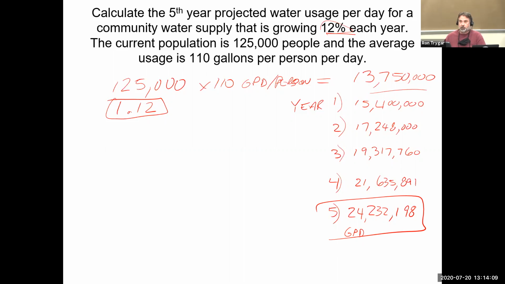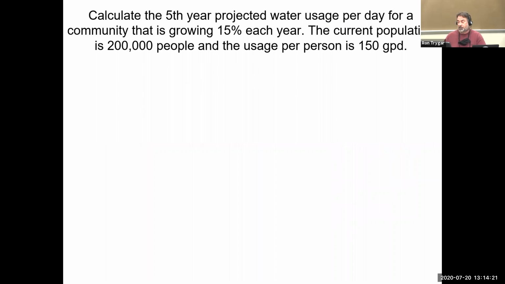We're going to try one more example here. Remember that you have to start with year 0 and then keep accruing this percentage interest over time. So let's look at one more example. How about this one? Calculate the fifth year projected water use per day for a community that's growing 15% per year, and the current population is 200,000 people, and their usage is 150 gallons per day per person.